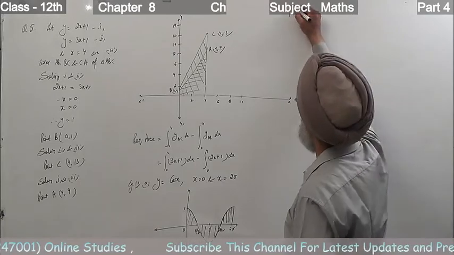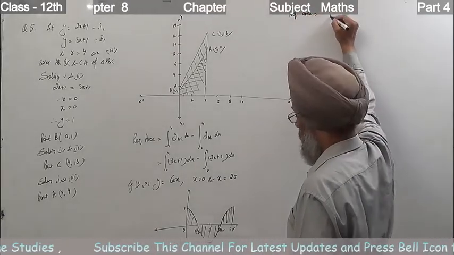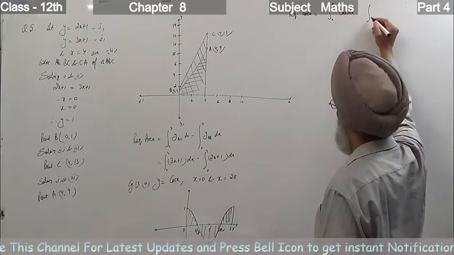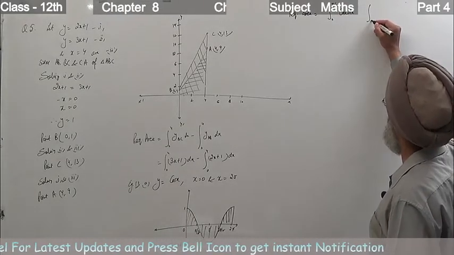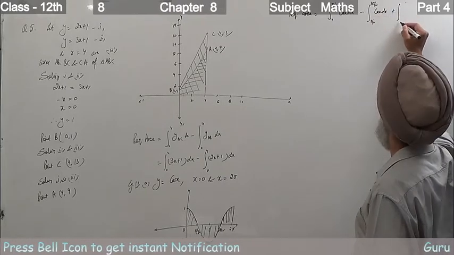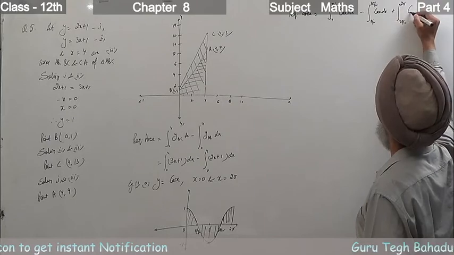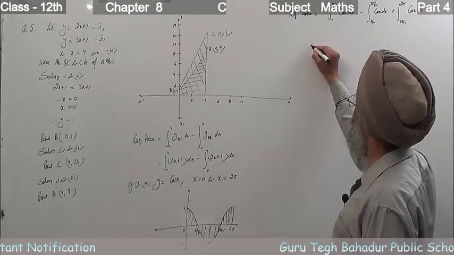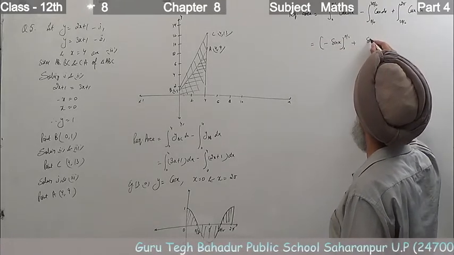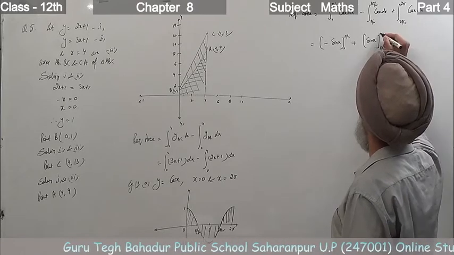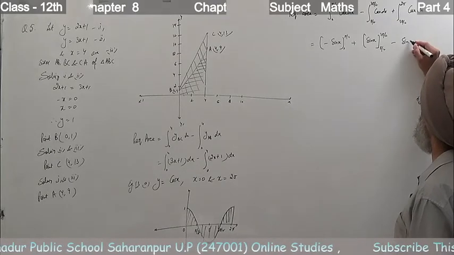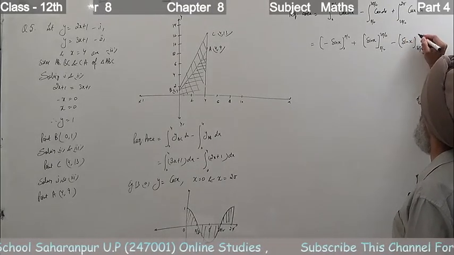The required area is given by the integral from 0 to pi by 2 of cos x dx. Then we have to use the negative side, pi by 2 to 3 pi by 2, it is minus cos x dx. Then 3 pi by 2 to 2 pi, cos x dx. Now the integral of cos x is sin x. Then place the values here and solve it.